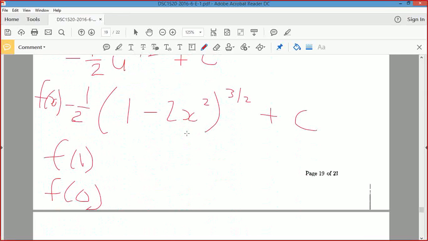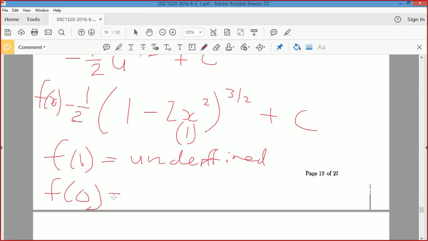Is it not working out? If I put a 1 here, what is 1? 1 squared is 1, minus 2 times 1 is 2, 1 minus 2 is minus 1. Minus 1 to the power 3 over 2 would be undefined. If I put in a 0 though, 1 minus 2 brackets 0 squared, 0 squared is 0, so that's a 1. Okay, so 1 to the power 3 over 2 is 1. So then minus a half. Yeah, no, it is working out. You do get minus a half here. Okay, so this is undefined.